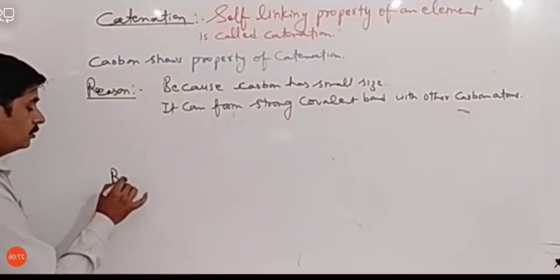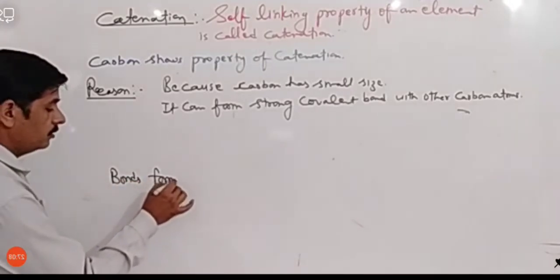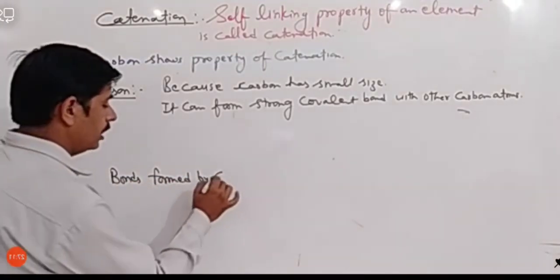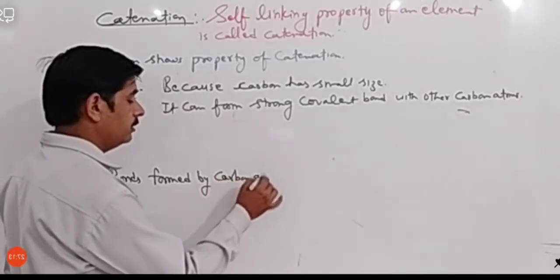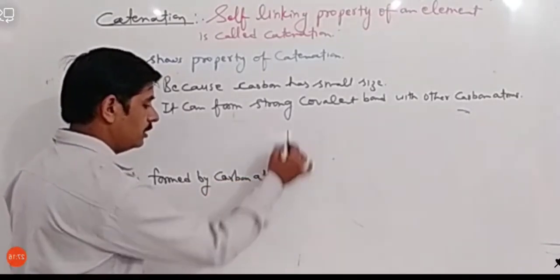Bonds formed by carbon. Okay, carbon atom. So what type of bonds does a carbon atom form?